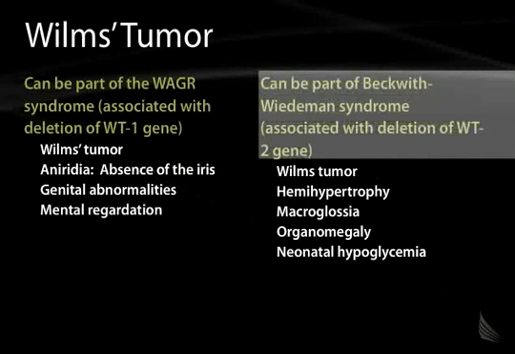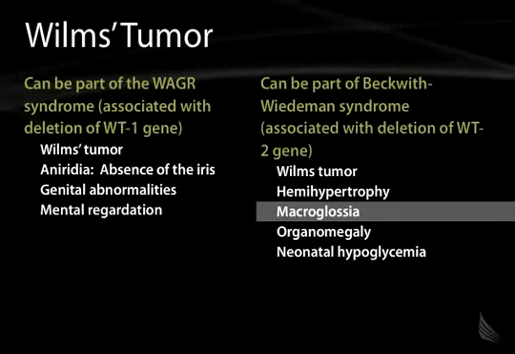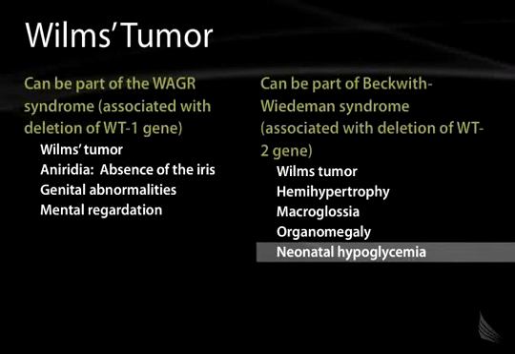It can also be part of Beckwith-Wiedemann syndrome, which is associated with deletion of the WT2 gene on chromosome 11. Beckwith-Wiedemann syndrome causes Wilms tumor, hemihypertrophy, which is enlargement of organs on one side of the body only, macroglossia, which is a thickened tongue, organomegaly, which is enlargement of organs, and neonatal hypoglycemia. That concludes the section on renal tumors and concludes all of the lectures on renal pathology.